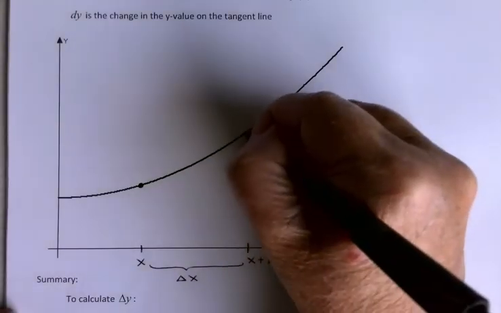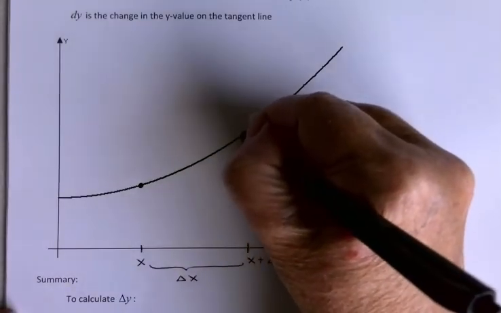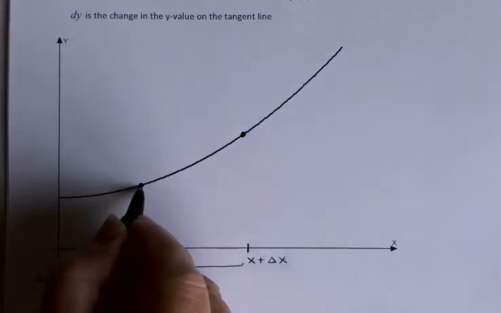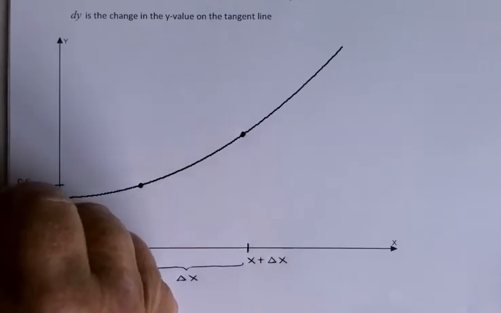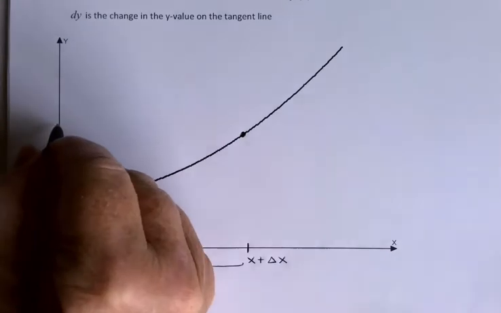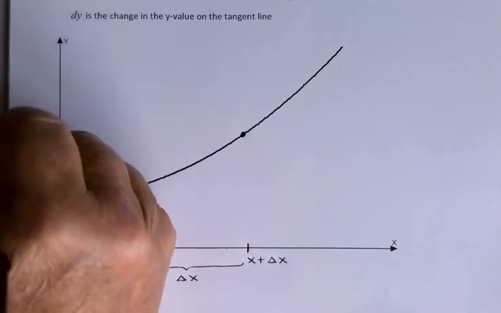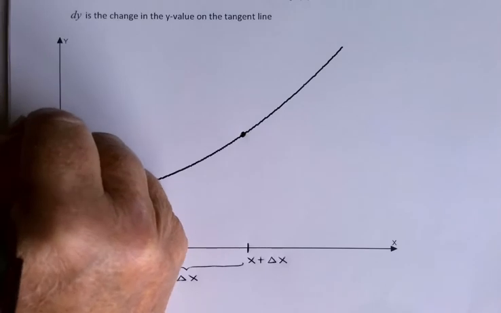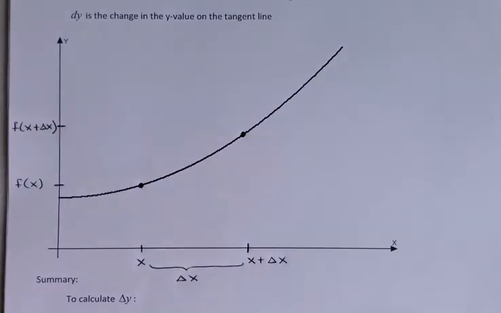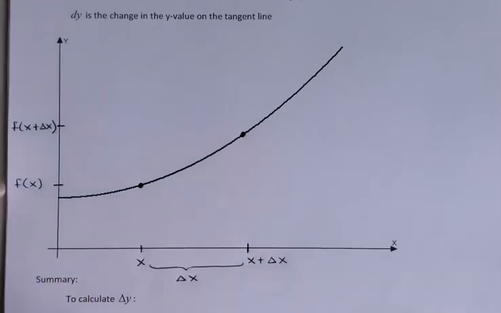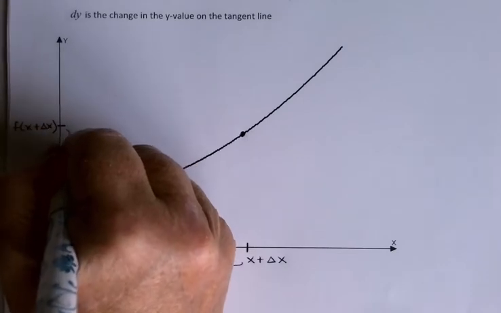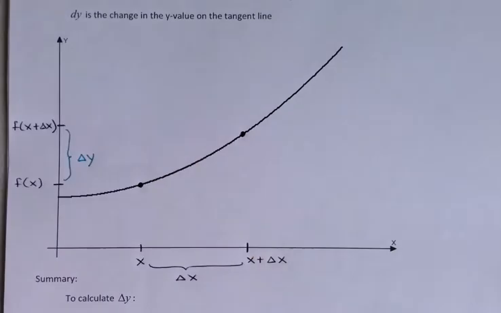That, of course, corresponds to a new y value on the graph, right about here. And so if I call my original y value f of x, then this new y value would be f of x plus delta x. When we moved from x to x plus delta x, the y value changed from f of x to f of x plus delta x, and we usually call that change in y delta y.